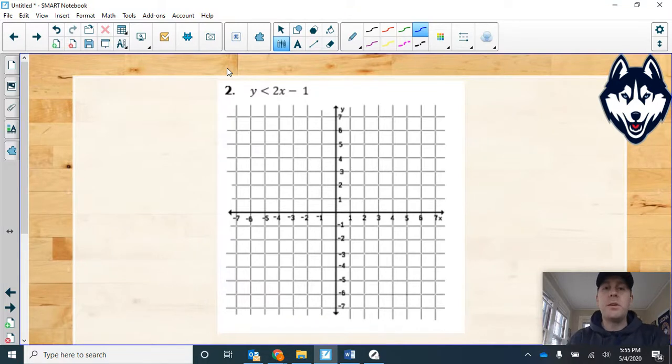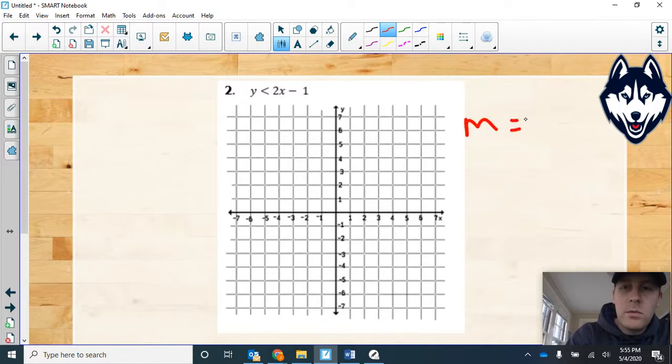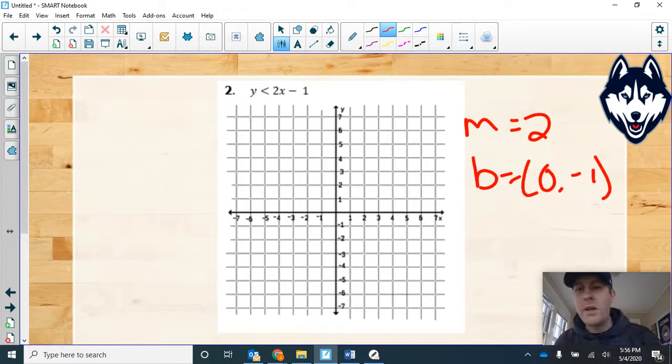Okay, so our first step is to identify the slope and the y-intercept. So the slope of this line is positive 2, and the y-intercept is the point (0, -1). Okay, start by using that information. So I'm going to show it crosses the y-axis at negative 1. Okay, (0, -1) is here.